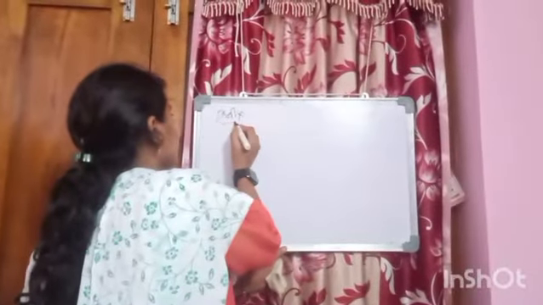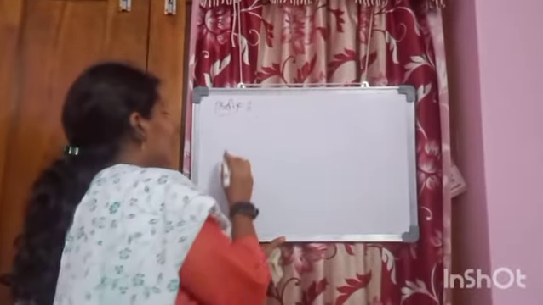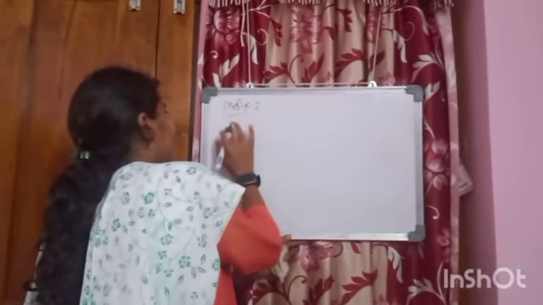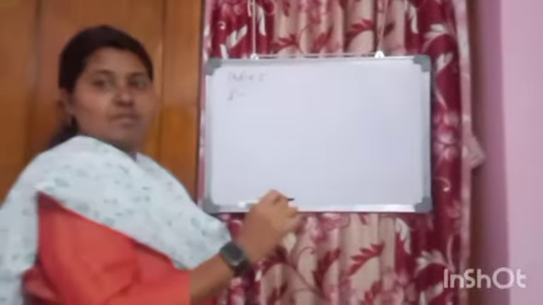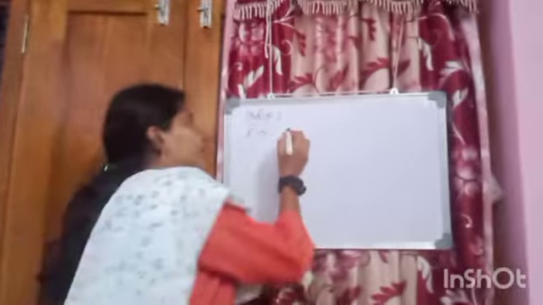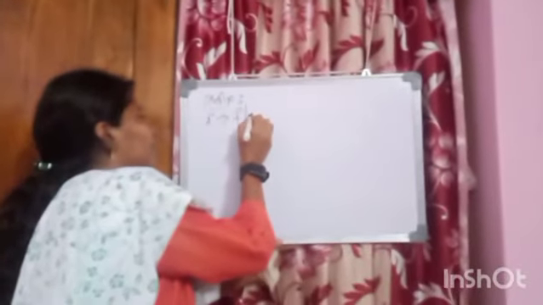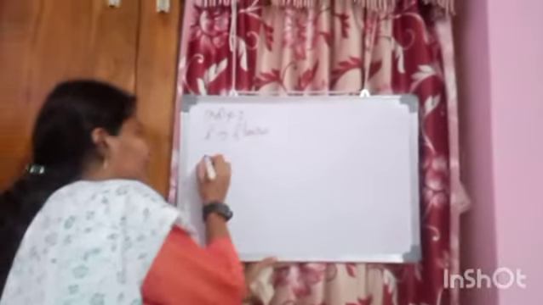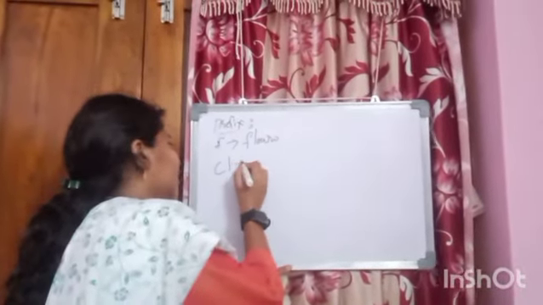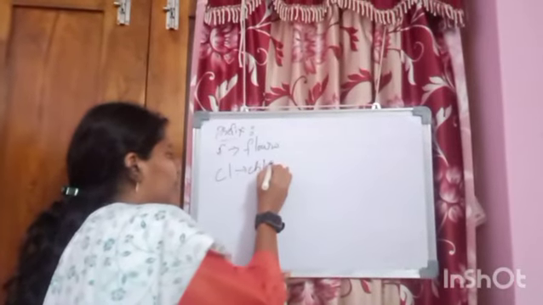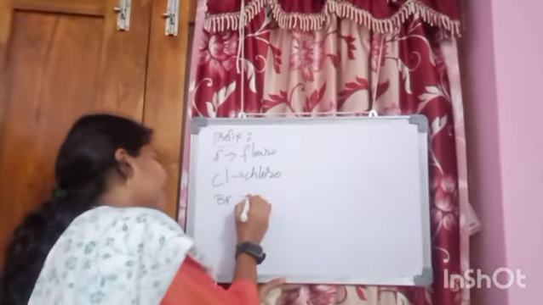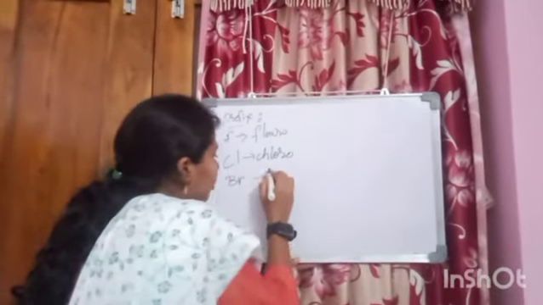Now I am going to give some examples for prefix. If in the carbon chain the substituent F is there, what do we have to write? Fluoro. If substituent Cl is there, what do we have to write? Chloro. If the substituent Br is there, what do we have to write? Bromo.